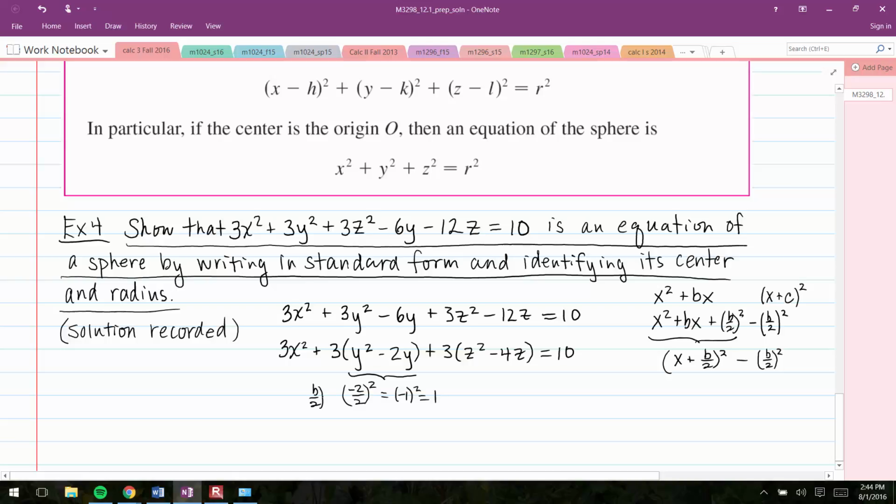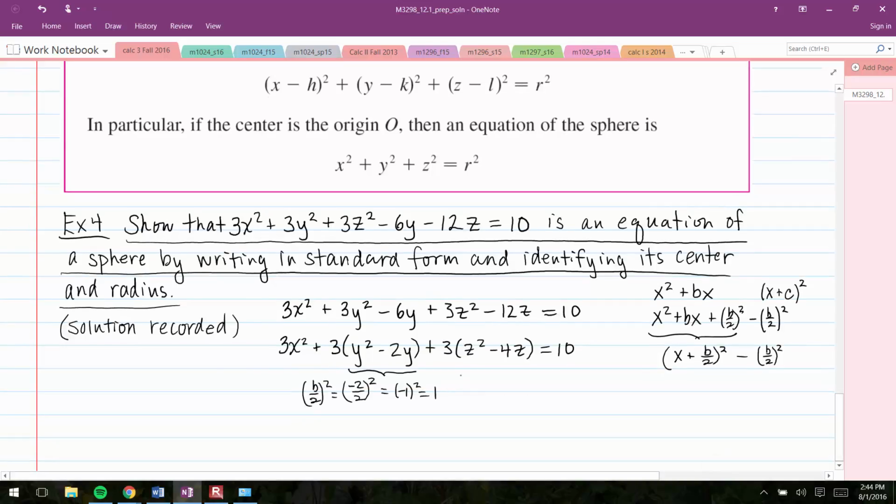Let me add what I was saying in words to make that clear. So we're going to have to do this as well for the z's, so let's just work on this at the same time. The b over 2 squared for this part is going to be negative 4 over 2 squared, which is negative 2 squared, which is 4.